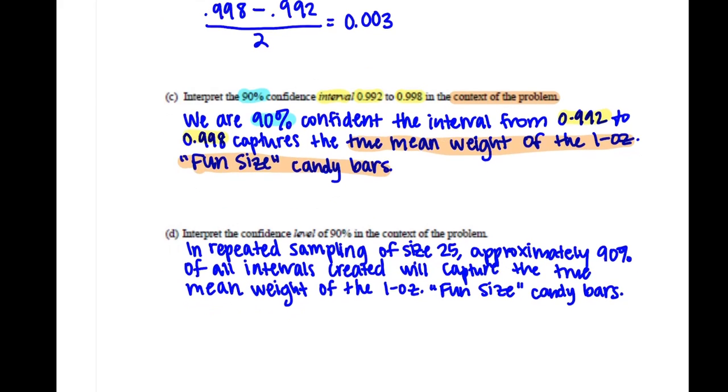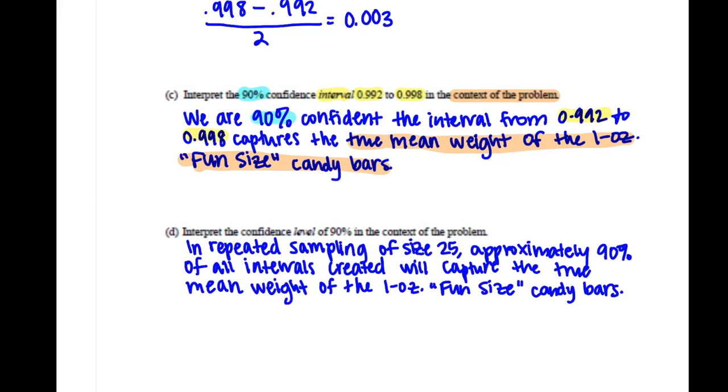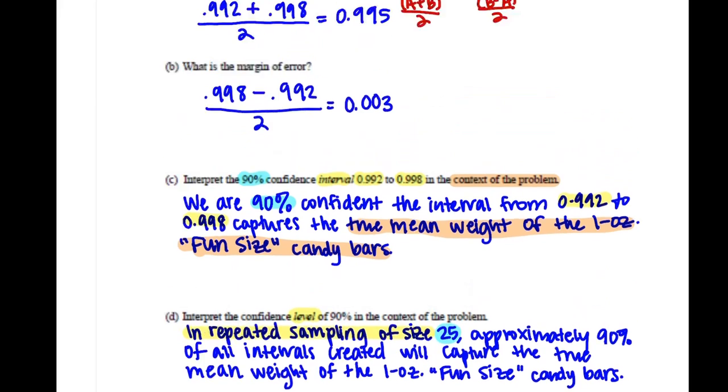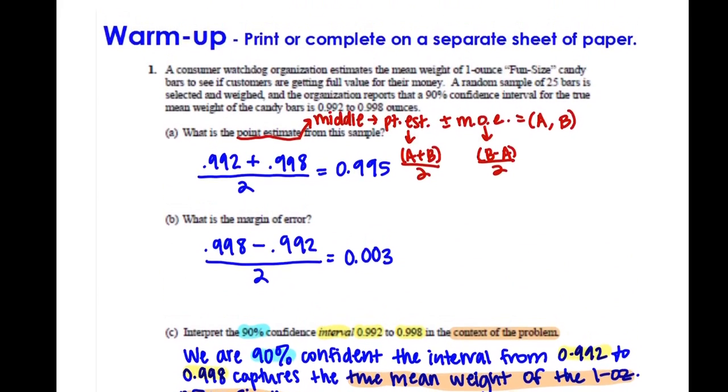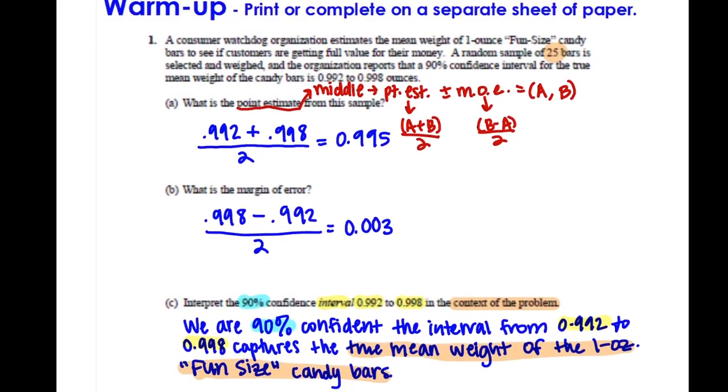Then for the next one, it says level. So that's just the 90%. Level is always going to start off with "in repeated sampling of size" whatever. And so the size 25 is key there. And I want to highlight that there. And then I'll highlight where I knew that it said it right there.